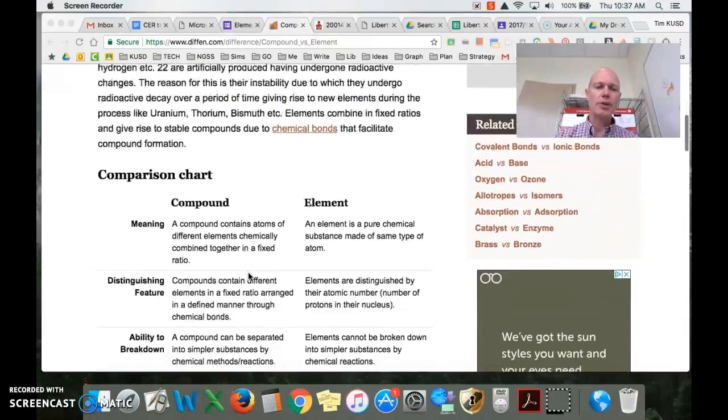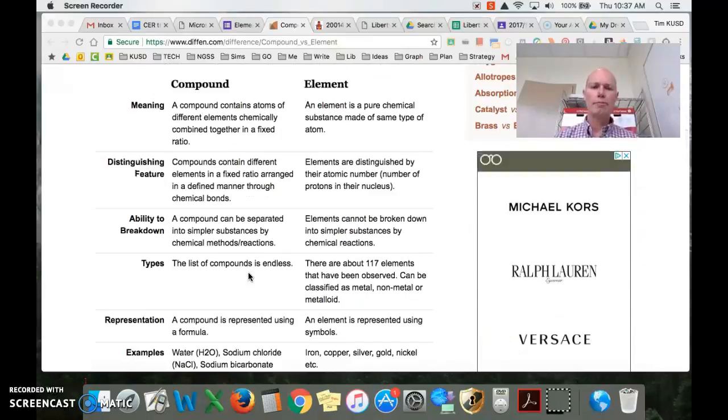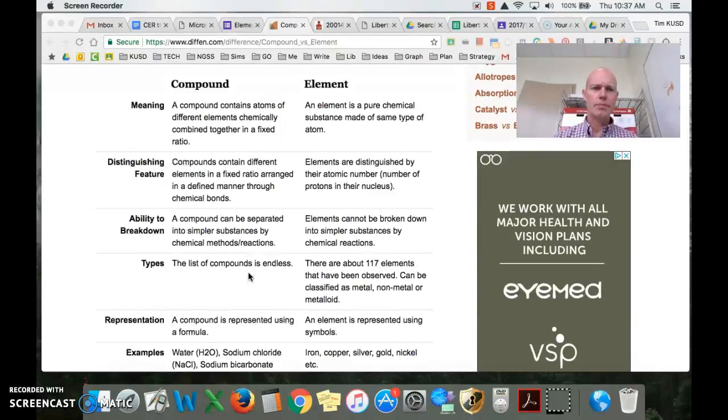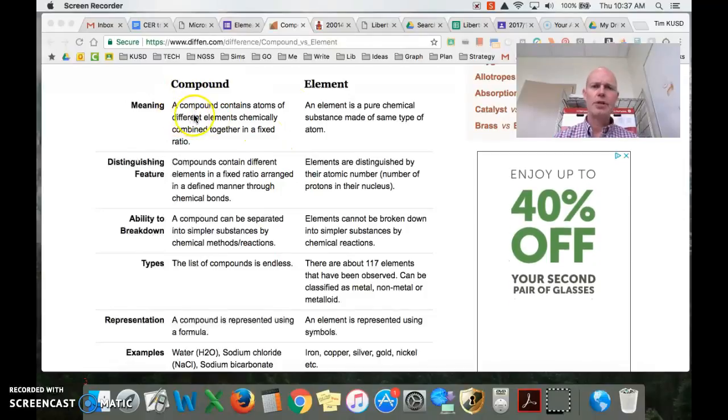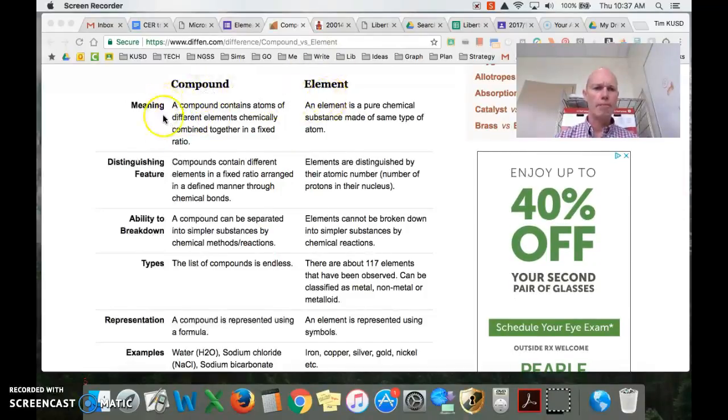And then we've got some of the key differences between compounds and elements. So again, compound on the left, element on the right. A compound contains atoms of different elements that have been chemically combined together. In other words, there's some kind of chemical bonding that has tied them together. An element is a pure substance made of the same type of atom. So if we've got hydrogen, it's literally lots and lots and lots of molecules of hydrogen and absolutely nothing else.